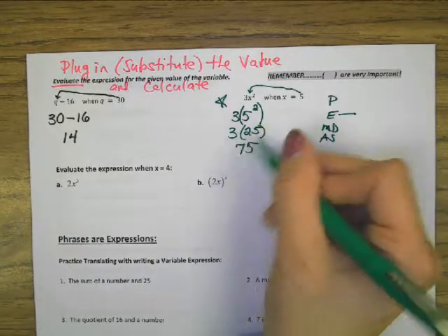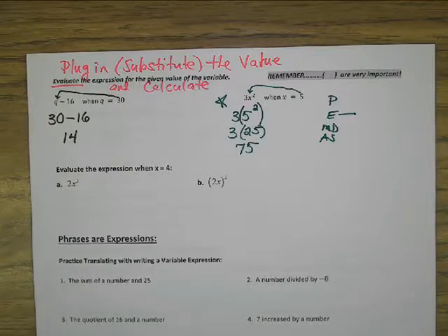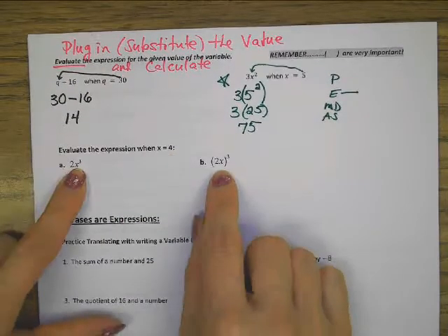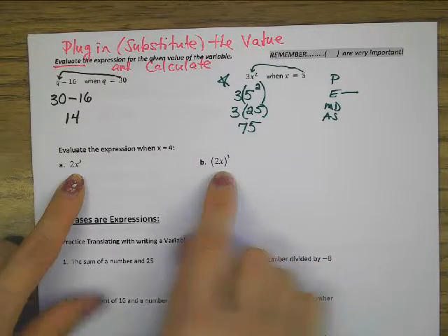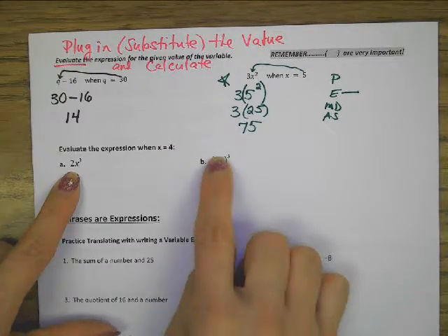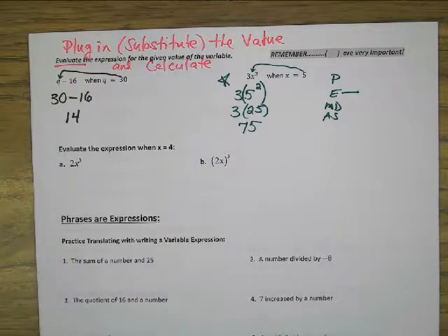Evaluate. Let's plug in 4. Are these problems the same? Parentheses are very important. Here, it's x cubed. Here, it's the parentheses getting cubed. So these are different problems. Let's show you how the answers come out different. X has to be a 4. Okay, so I'm going to put that right there.